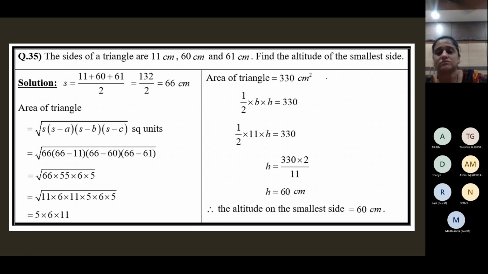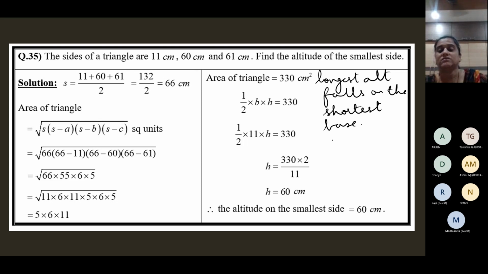So the longest altitude falls on the shortest base. And the shortest altitude falls on the longest base.